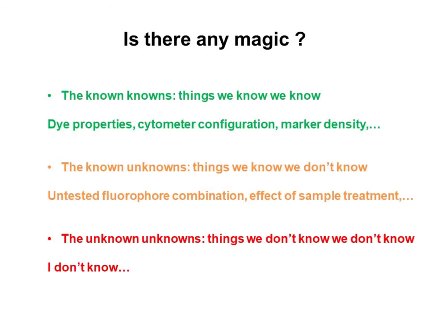So is there any magic to avoid such issues and improve the way we design panels? Well, there are things we know quite well: the dye properties, the cytometer configuration, the marker density. There are things we know we don't know: maybe some combinations of fluorochromes not tested, especially for the new reagents that come up, or possibly the effect of sample treatment, for instance, in the case of tissue dissociation. But this could be known. And of course, there are things we don't expect to happen.